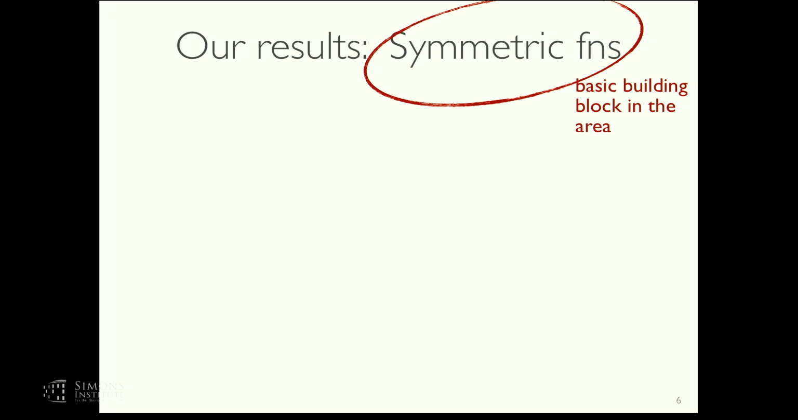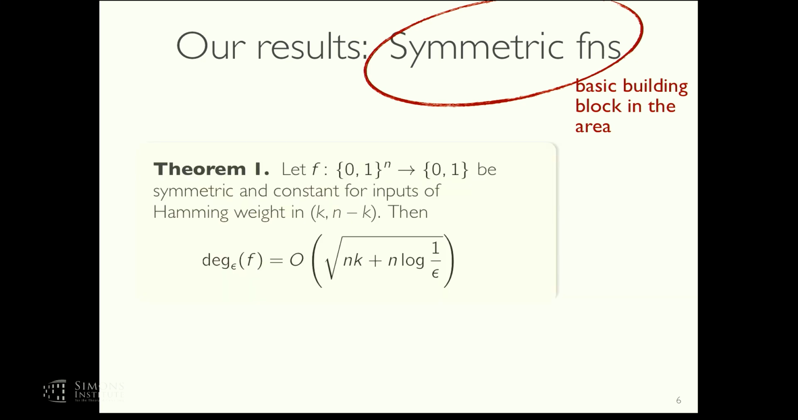As a warm-up, we'll look at symmetric functions. So let f be an arbitrary symmetric function, and let's say that it is constant on inputs of Hamming weight between k and n minus k. So this is just in the nature of things. This turns out to be the right characterization for symmetric functions. Then its epsilon approximate degree is given by this expression.